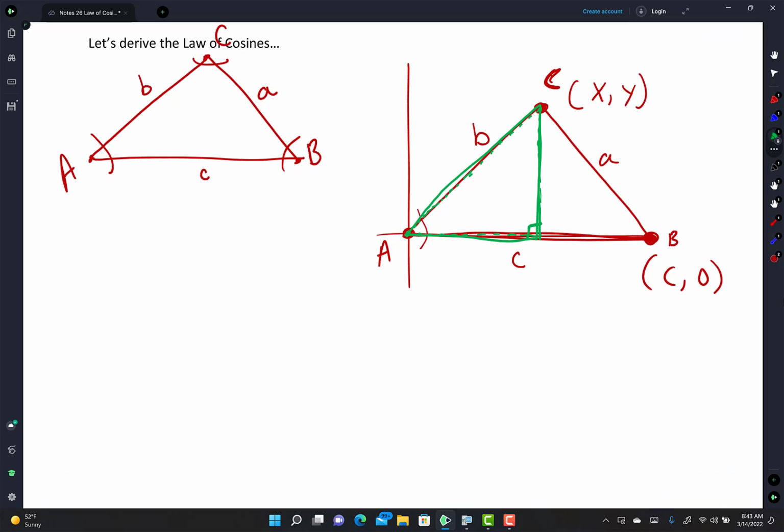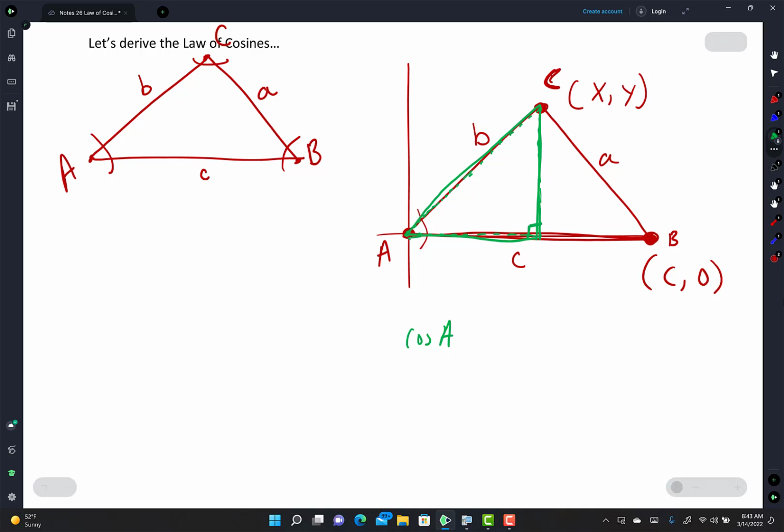I'm going to do cosine and sine of that specific angle. So cosine of A, remember that cosine is adjacent over hypotenuse. Do you guys remember that?